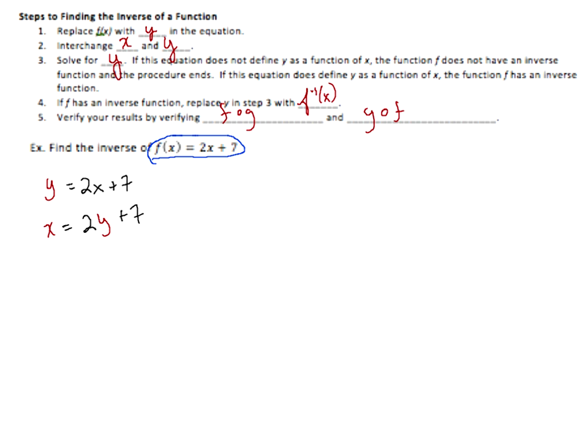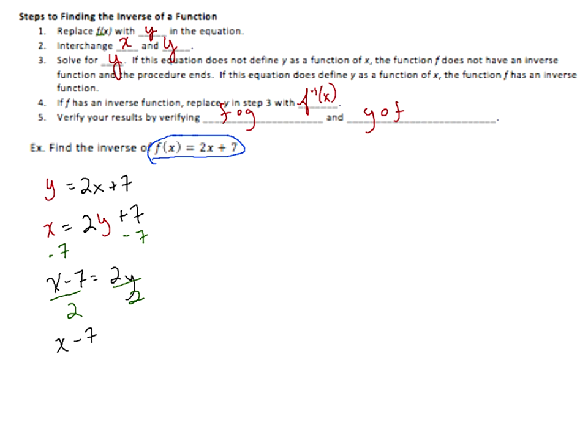And then my last step is to solve for y. So I'm just going to first subtract 7 from both sides. And I get x minus 7 equals 2y. Divide both sides by 2.